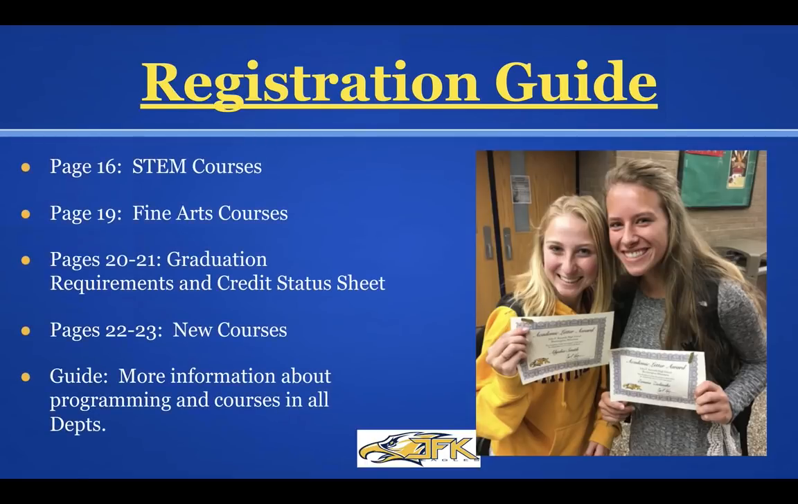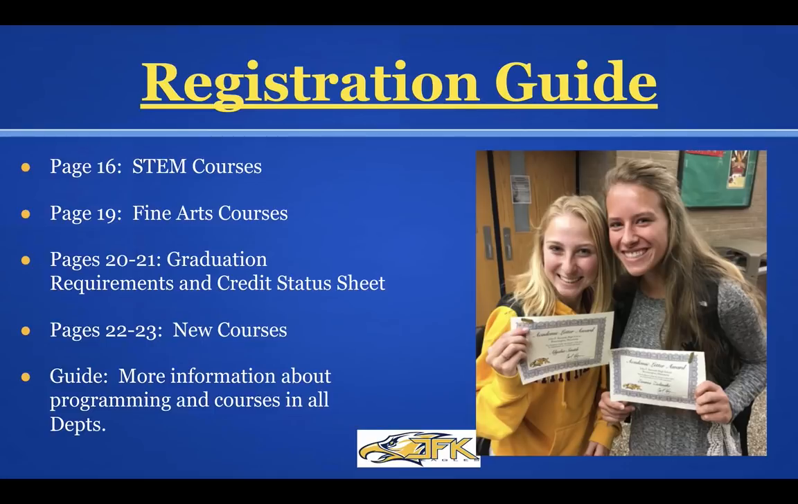In the guide, there are a few things I want you to look at, and hopefully your advisor will pull these up again so you look at them during advisory. But on page 16 is a list of STEM courses. You must have one STEM to graduate from high school. So make sure you do this sometime during your high school career. On page 19, there's a list of fine arts courses. You need 2 fine arts courses to graduate. So again, you must have 2 fine arts courses during your high school career.